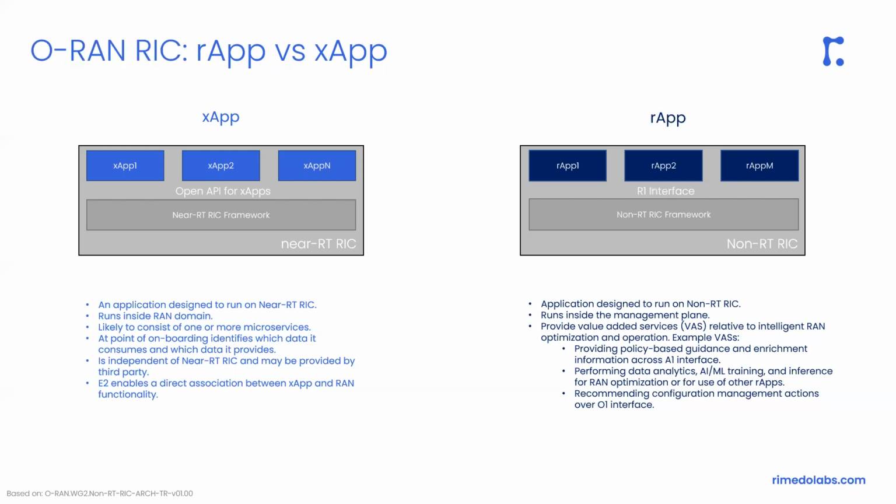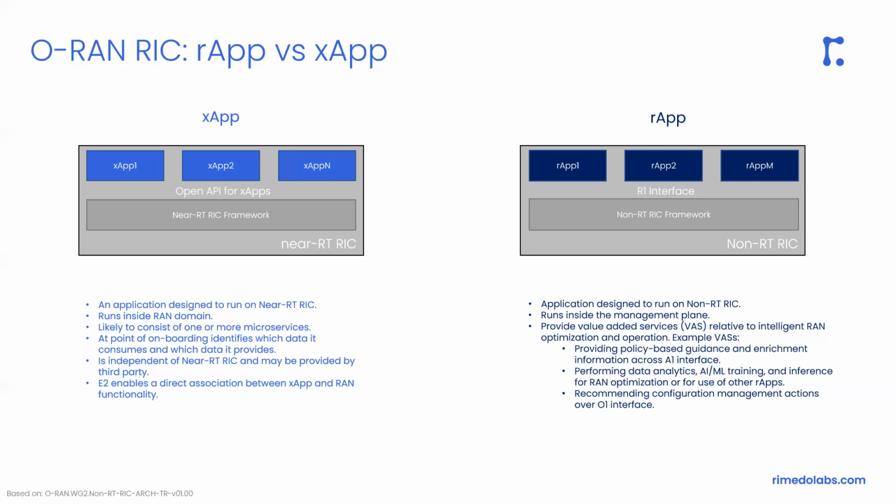An rApp could even be connected to another rApp. So it provides input to another rApp, for example, and provides the input to the non-real-time RIC framework that creates the policies to control the RAN. So an rApp is an application designed to run on non-real-time RIC inside the management plane and provides some additional value-added services to create policy-based guidance, and that performs data analytics, uses machine learning training, and recommends reconfiguration towards the RAN. So those are the differences between those.